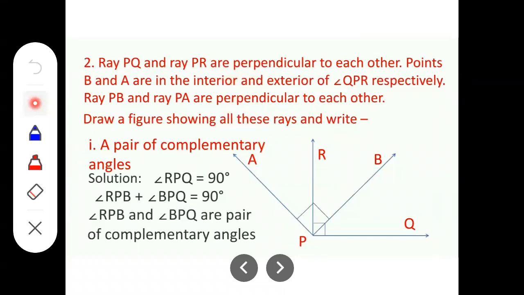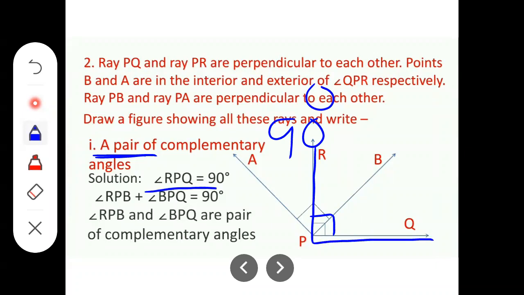Okay. Now we have to write the pair of complementary angles. A pair of complementary angles means the angles that together measure 90 degrees. Okay, complementary means the angles which measure 90 degrees. So you have to write the pair of complementary angles. Okay, so which is the pair? One angle is this one, 90 degrees. Okay, so let's write the name of this angle, that is RPQ. Here RPQ is 90 degrees.